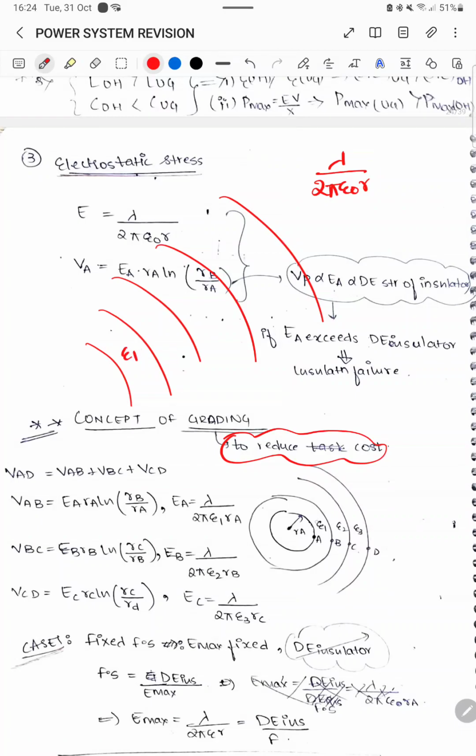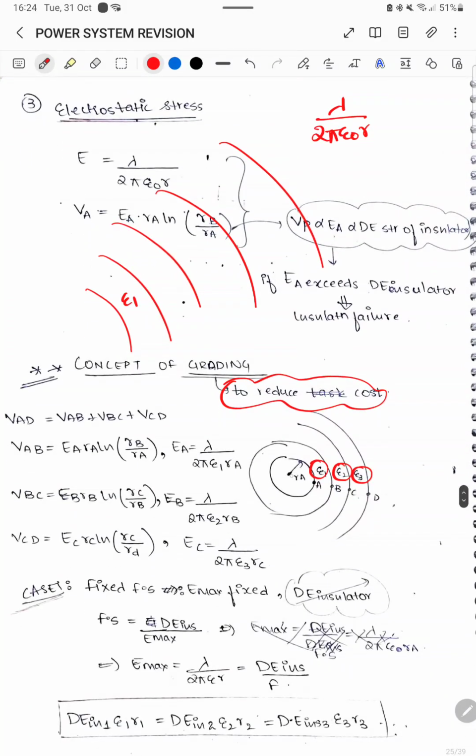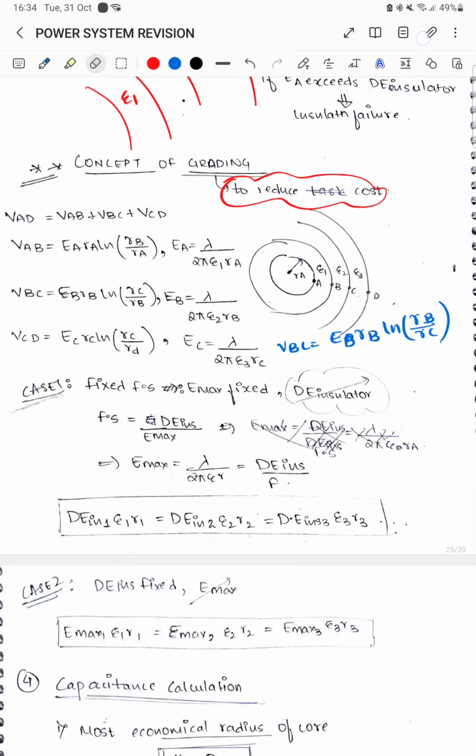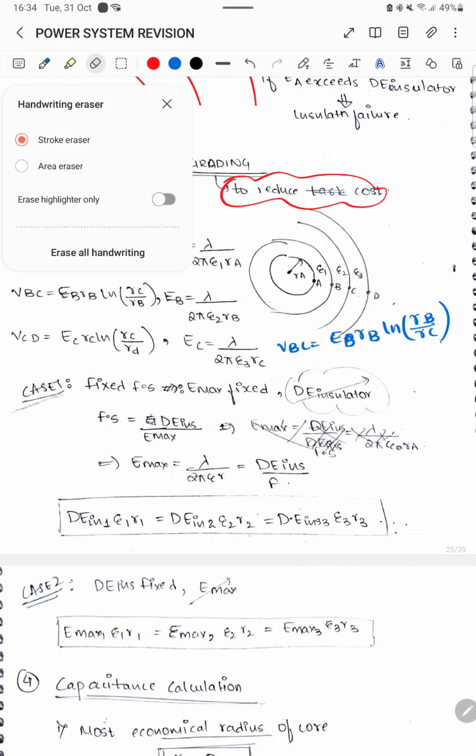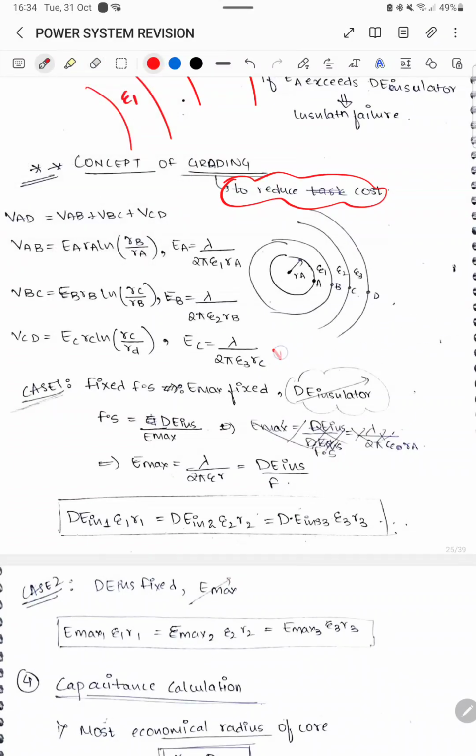So one material will have permittivity epsilon 1, epsilon 2, epsilon 3, let's say. And if you want to find the potential difference between A and D, then what you will do, you will individually find VAB plus VBC plus VCD. And how will you find it? For example, you want to find VBC. How will you find it? Eb times Rb ln Rb upon Rc. Now let's say we want to calculate VCD.